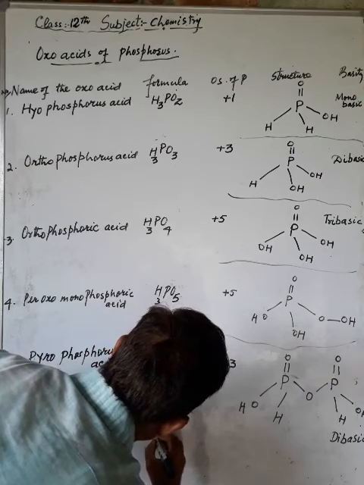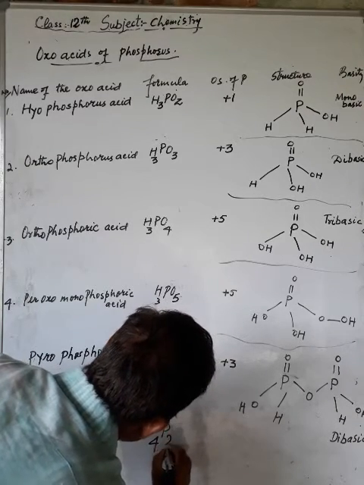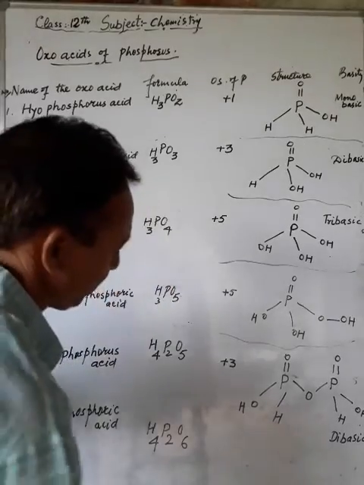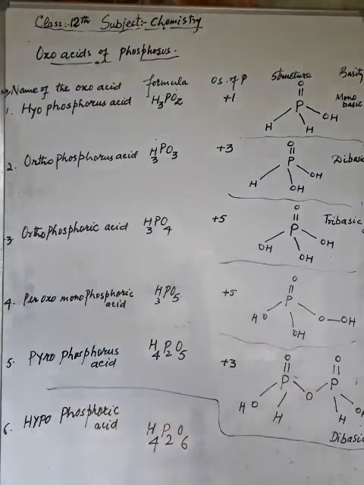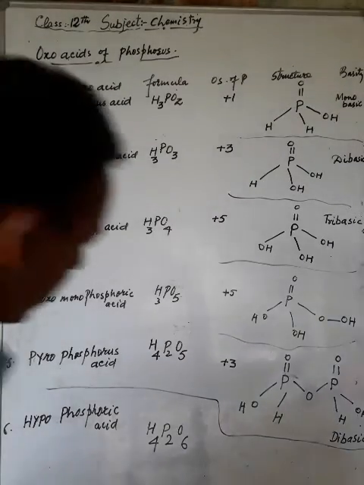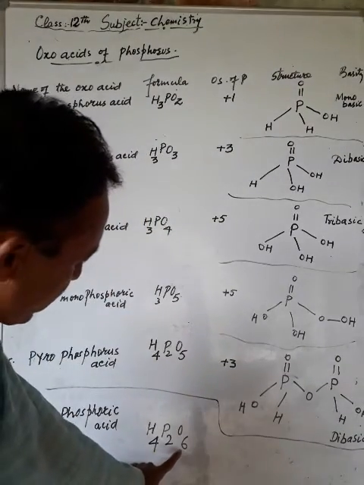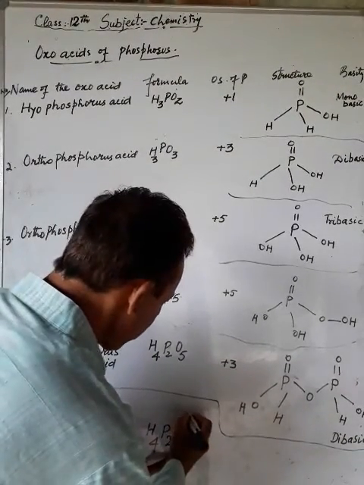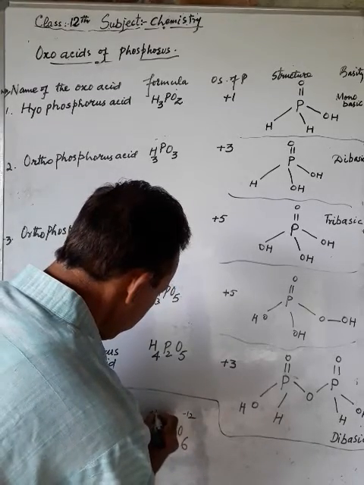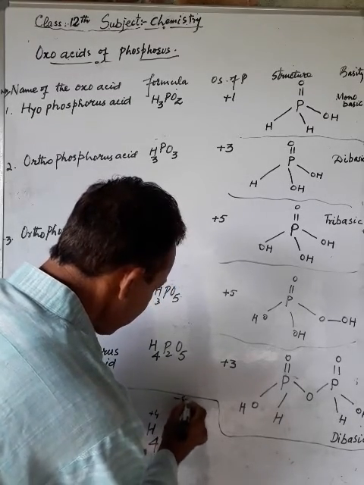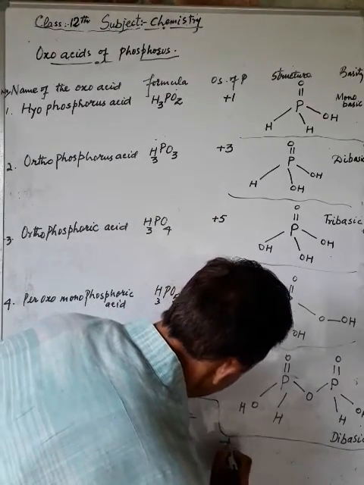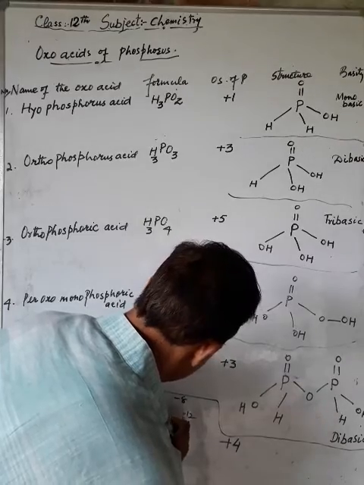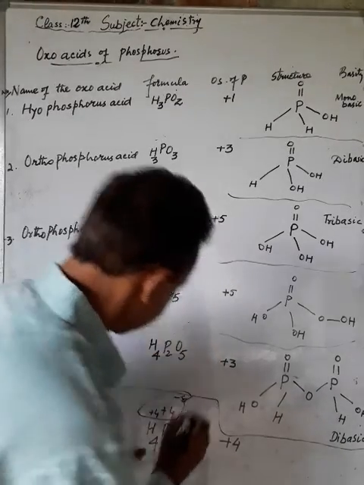It is H4P2O6. Now its oxidation state: 2 times 6 is 12, so -12, plus 4, that is -12 + 4 = -8, divided by 2 gives -4. So P must be in the +4 oxidation state, so that the compound becomes neutral.